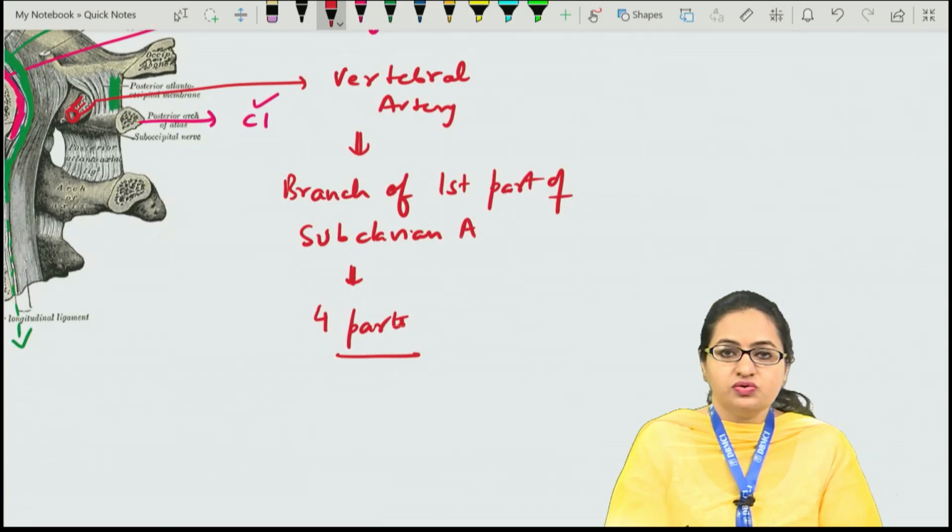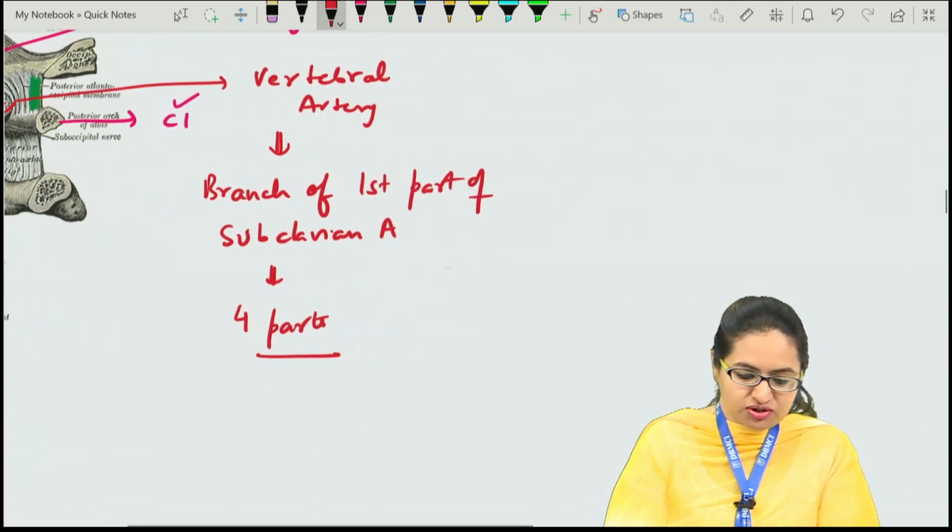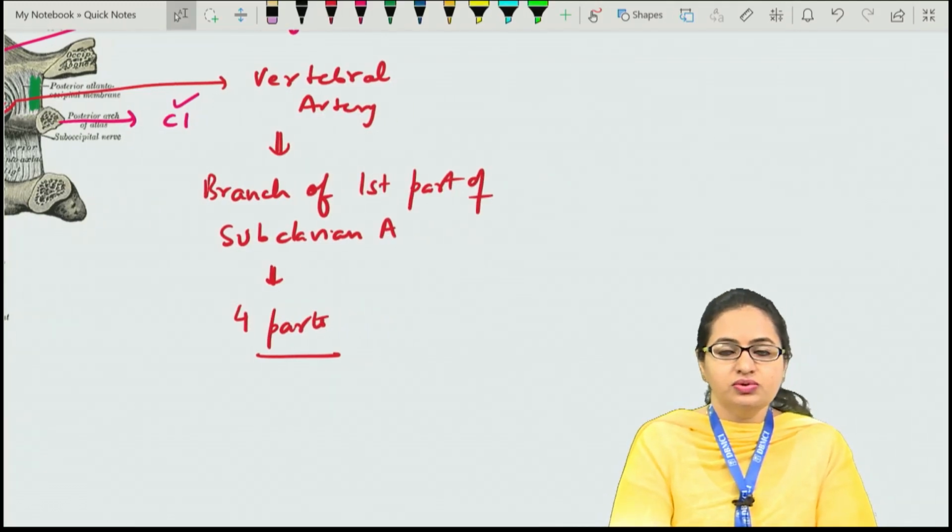Then as it enters the foramen magnum, the arteries from both sides unite to form the basilar artery. This last portion is termed the fourth part. The main branches given off by the vertebral artery are the anterior and posterior spinal arteries and the PICA, which is the posterior inferior cerebellar artery.